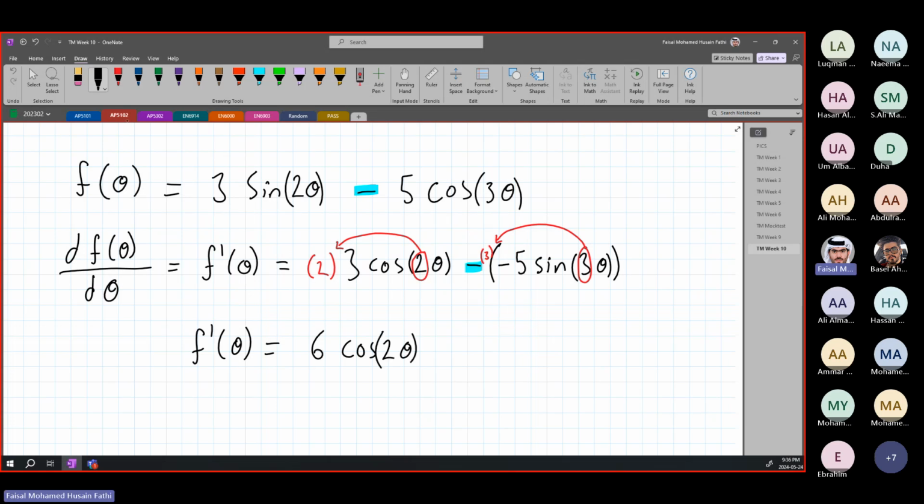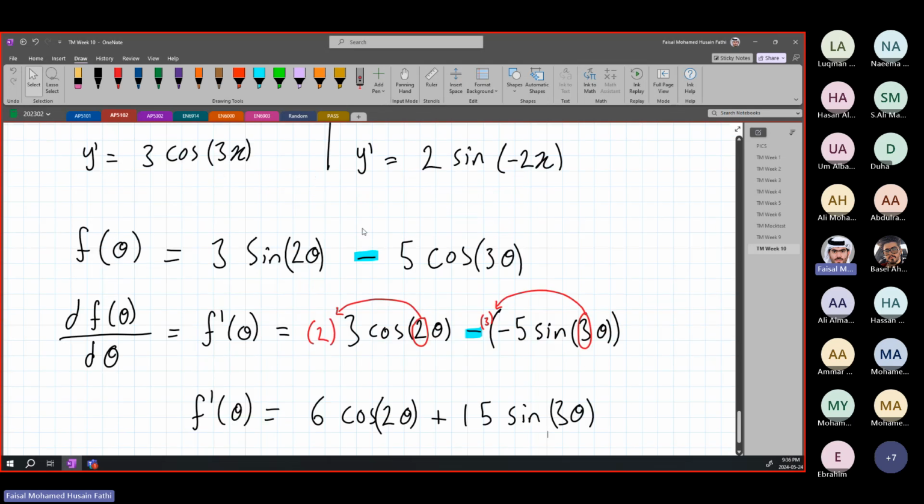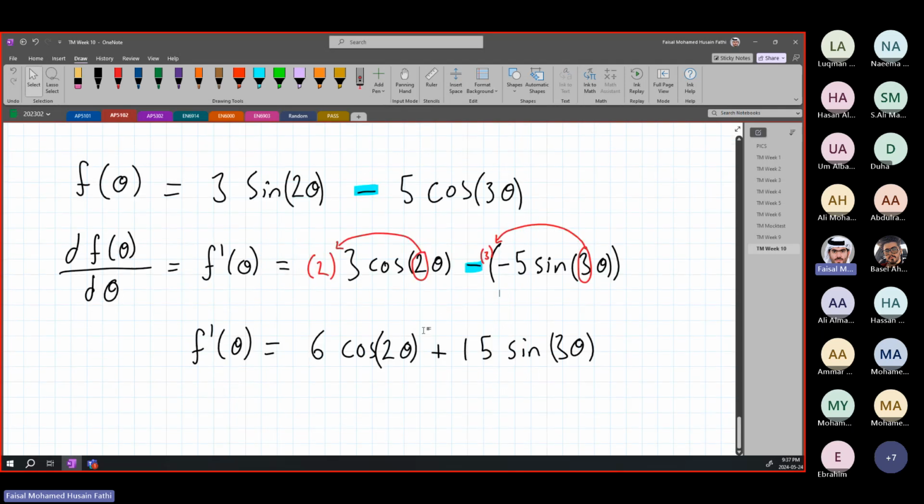Minus and minus will become plus. 3 times 5 becomes 15 sine 3 theta. Okay? So this is where the trick will happen. Making sure you have the right signs, especially if inside was also negative, it's going to be minus times minus times minus. So it's going to be plus, and then minus times plus, which is minus. But you get the idea. Just make sure you are taking care of the sign.